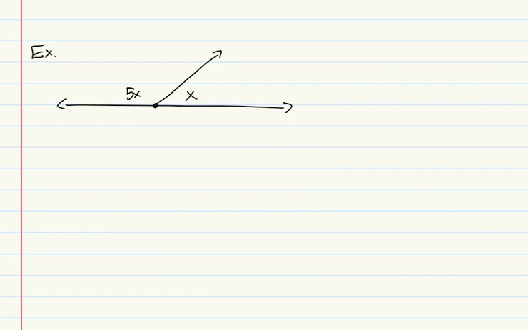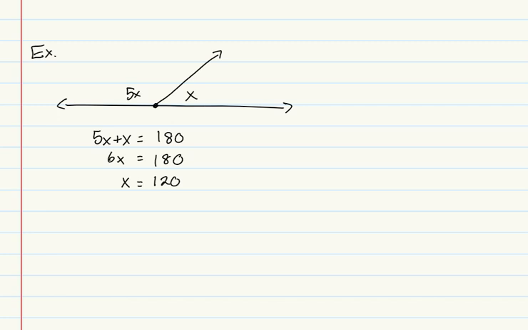In this example, we are told that the two angles form a linear pair. The measure of one angle is 5 times the measure of the other angle. So I want to find the measure of both of the angles. Since they form a linear pair, I know that they are supplementary. So I'm going to add the two angles' values together, combine my like terms, and solve for the value of x.